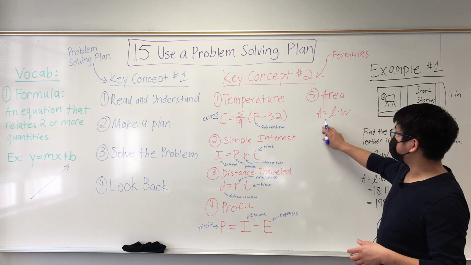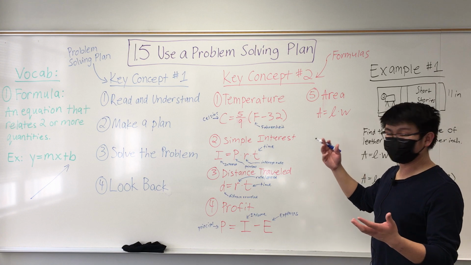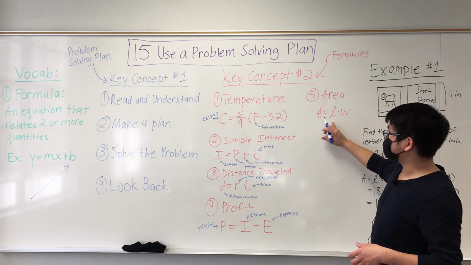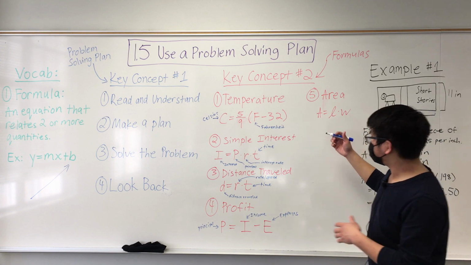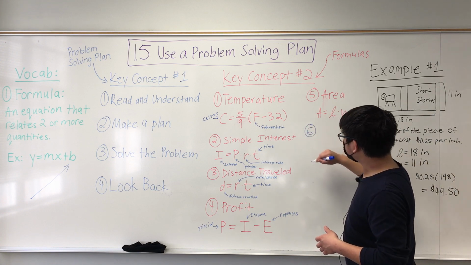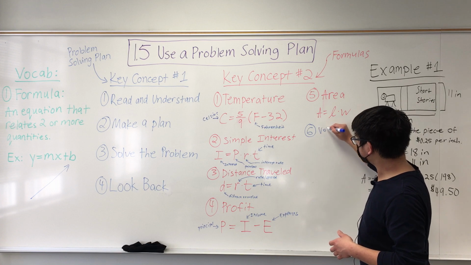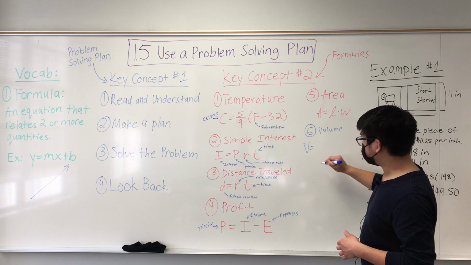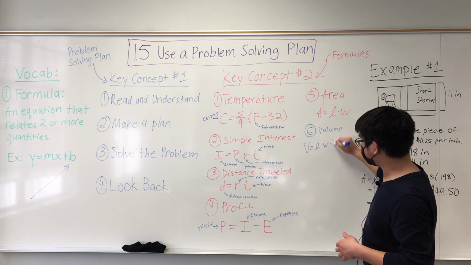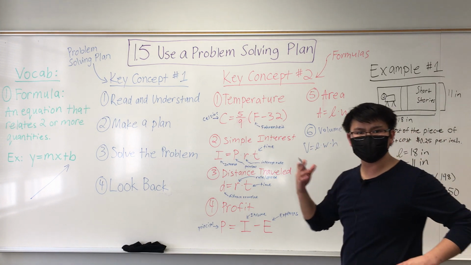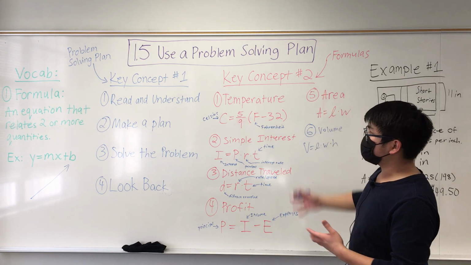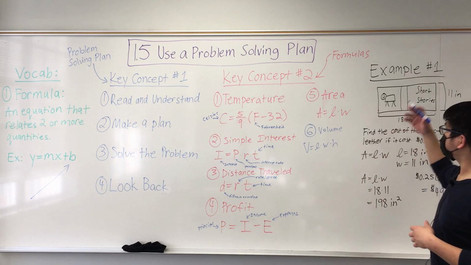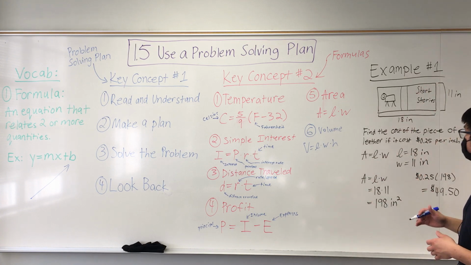And then finally, the last equation that you guys might have used in the past already is area. Area is equal to length times width. So that's basically it. And then maybe a sixth formula that you guys might have seen before is volume, right? Volume is equal to length times width times height. So those are some types of formulas you guys might have used before that are important when we're trying to solve a problem. So let's take a look at just one example for this lesson, okay?